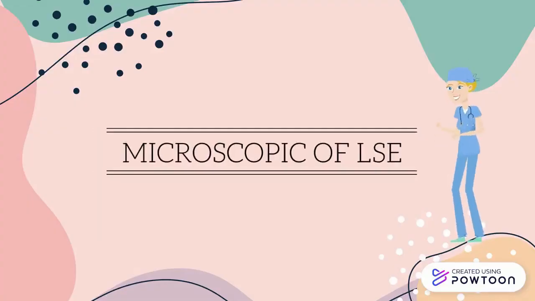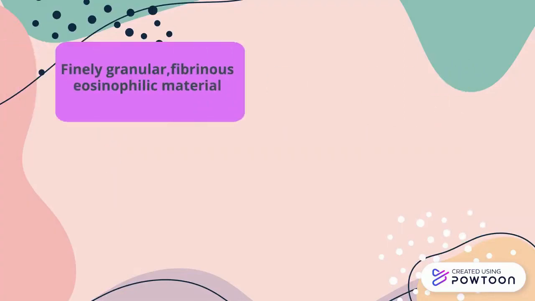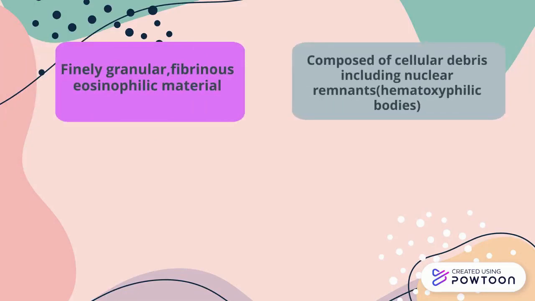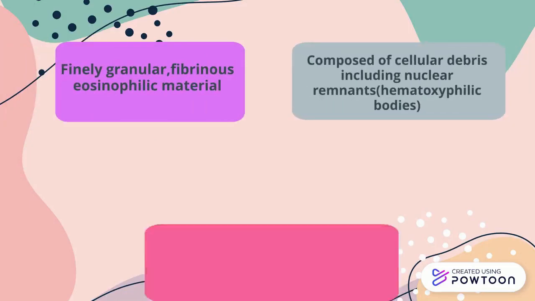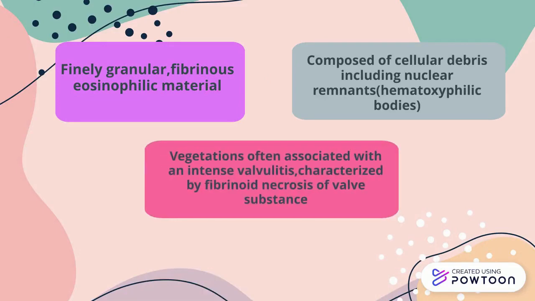Okay, now we will see the microscopic appearance of LSE. First, finely granular fibrinous eosinophilic material. Second, it is composed of cellular debris including nuclear remnants. And third, the vegetations are often associated with an intense valvulitis characterized by fibrinoid necrosis of the valve substance.